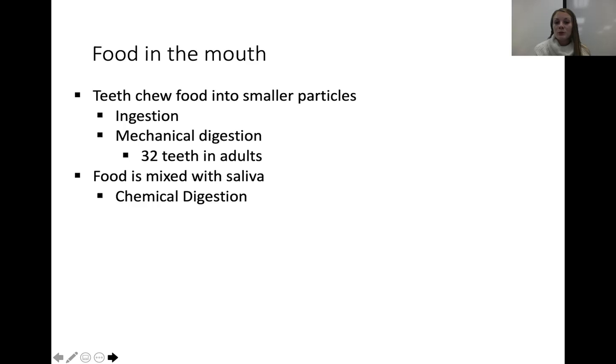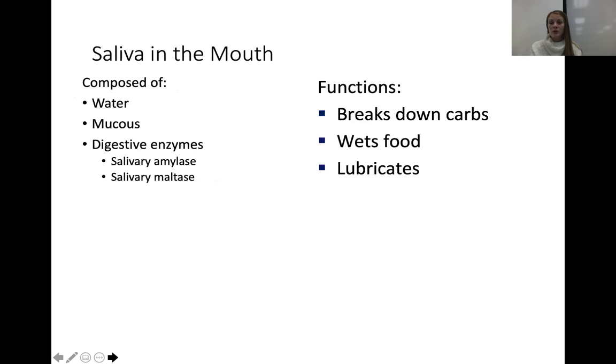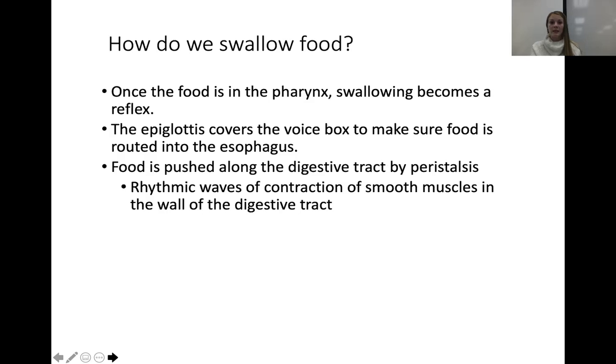The food is then mixed with the saliva, and this is chemical digestion. The saliva has different acids and enzymes in it that help chemically digest our food. So our teeth and the chemicals help digest our food into small particles that are easy for our body to absorb. The saliva in our mouth is composed of water, mucus, and digestive enzymes. The functions are to break down the carbs, wet the food, and lubricate it so that we can move it down our digestive tract and into our stomach and intestines.